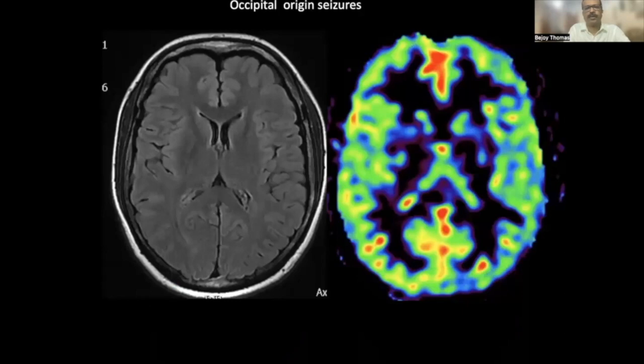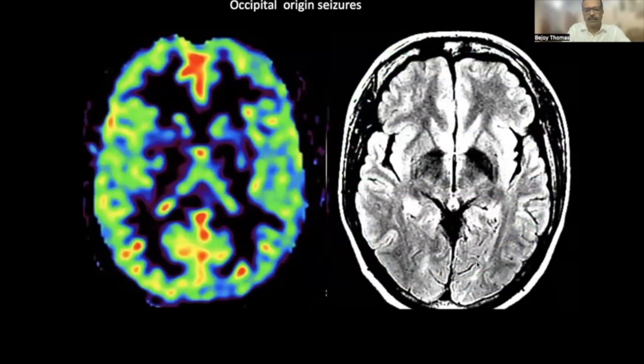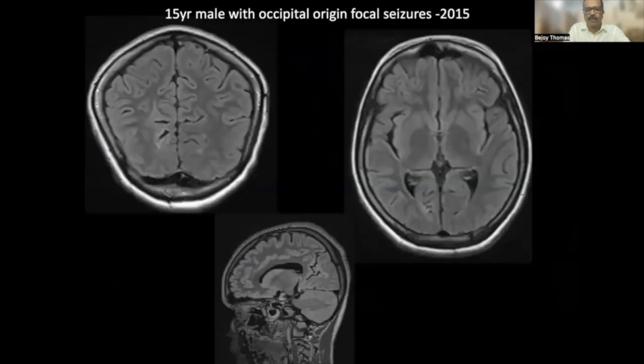So this is a case of occipital origin seizures. In the FLAIR imaging, when you have a casual look, you don't see anything. But when we go back after reviewing the ASL images, you can see that there is an area of hypoperfusion in the left occipital pole. And when we adjust the windows, that means after seeing this, we go back and narrow the window on FLAIR, you can see there is gliosis of the left occipital pole in this area, which is very, very subtle and otherwise may be missed.